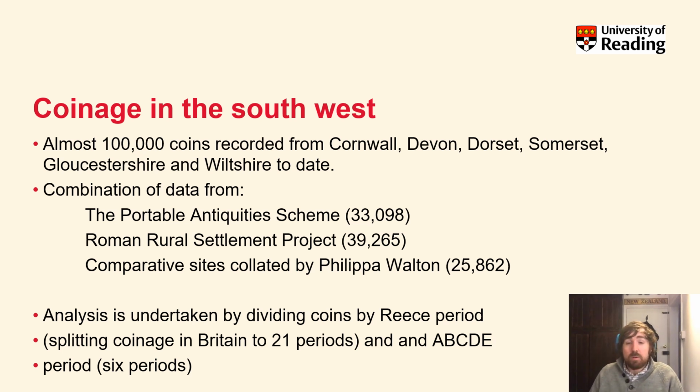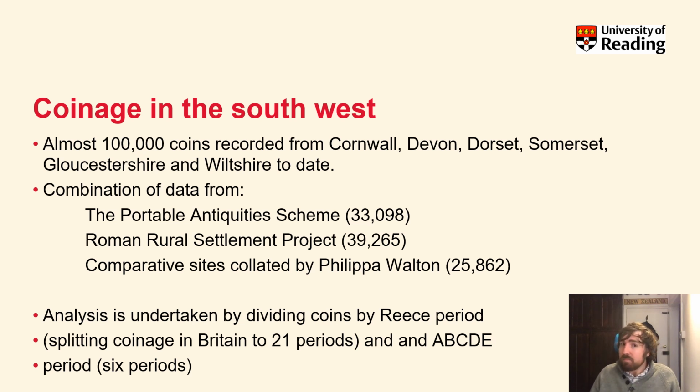So there are almost 100,000 coins that I've recorded from the Southwest. I think the total is 98,000 so far, and it's a combination of the Portable Antiquities Scheme, the Roman Rural Settlement Project, and also comparative sites that were collated by Philippa Walton. I've only included coins that can either be assigned a Rees period or an A, B, C, D, E period in this 100,000 total. But it just highlights it's a lot more coins than I was expecting for the Southwest.